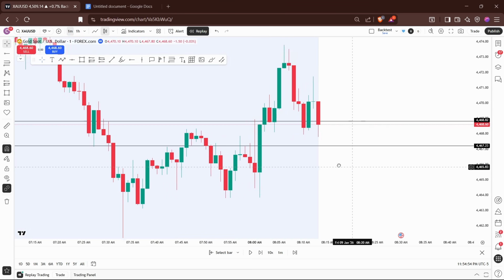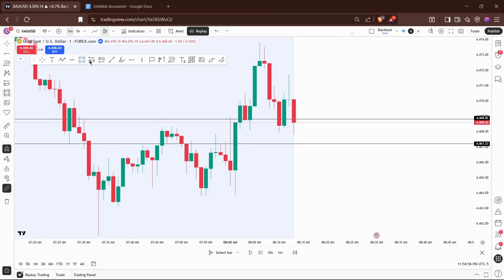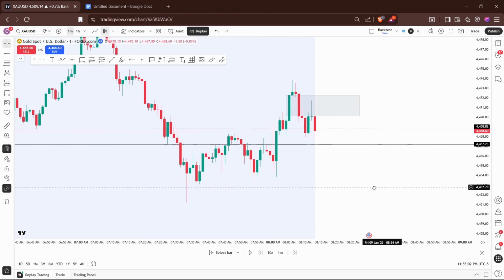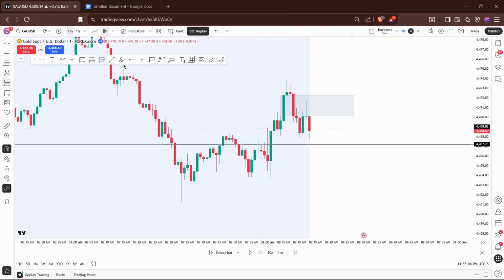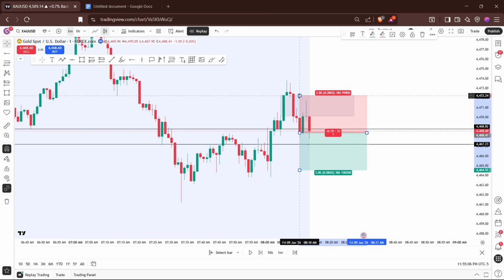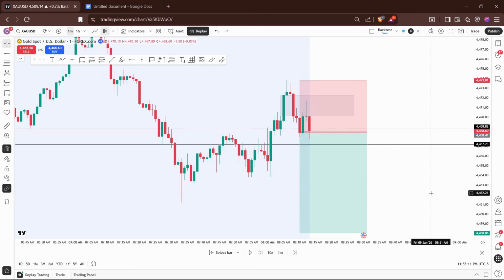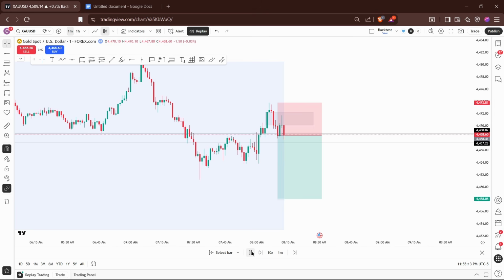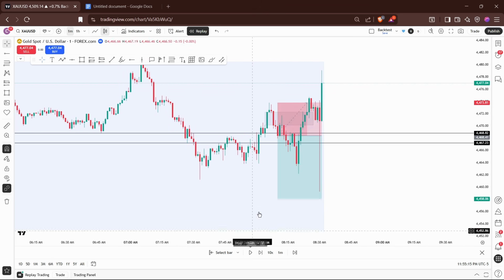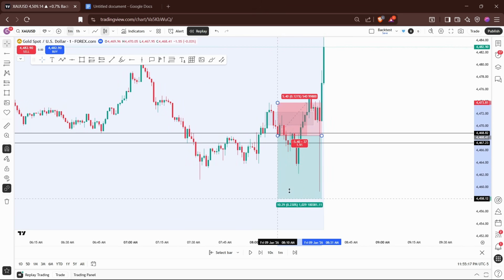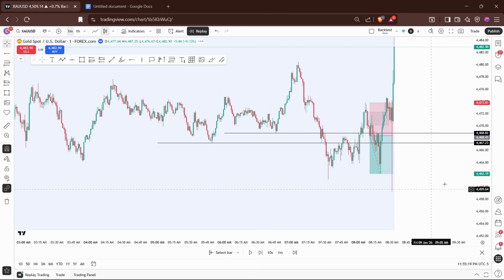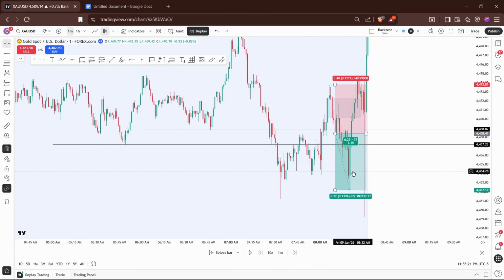We got the entry setup also. Here you can see we got the entry setup, inverse fair value gap, and then it closed below this level. SL is at this point, and 1 is to 2 like this, and again it reached up to the 1 is to 1. Here you can see market reached up to 1 is to 1.